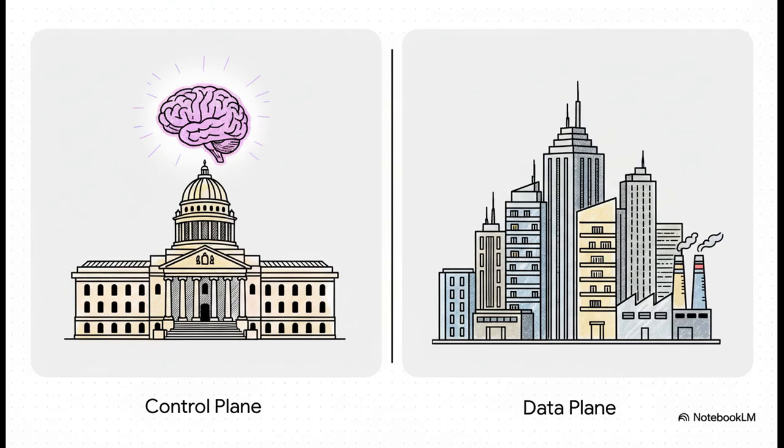So, in our city, you've got two main areas. First, there's City Hall. This is the control plane, the absolute brains of the operation. It's making all the decisions and managing everything. And the best part? AWS runs this for you completely. Then you have the rest of the city, the skyscrapers, the factories, all the places where the real work happens. That's the data plane. It's the brawn, and it's where your applications actually run. This is the part you manage.